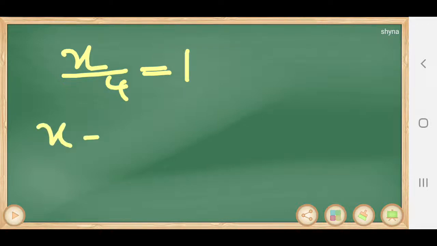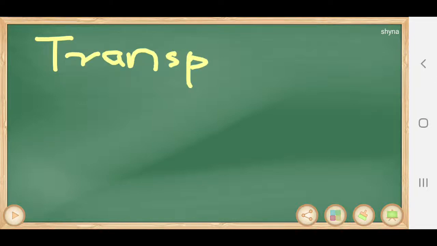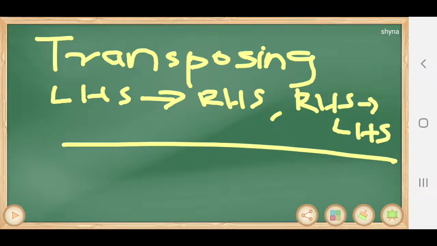Okay, we can check. x by 4 equal to 1, that's the given equation. I am giving what we got now, x equal to 4. So 4 by 4 is equal to the same 1. So dear children, first of all we have to understand, while transposing from LHS to RHS or from RHS to LHS, what are the changes?